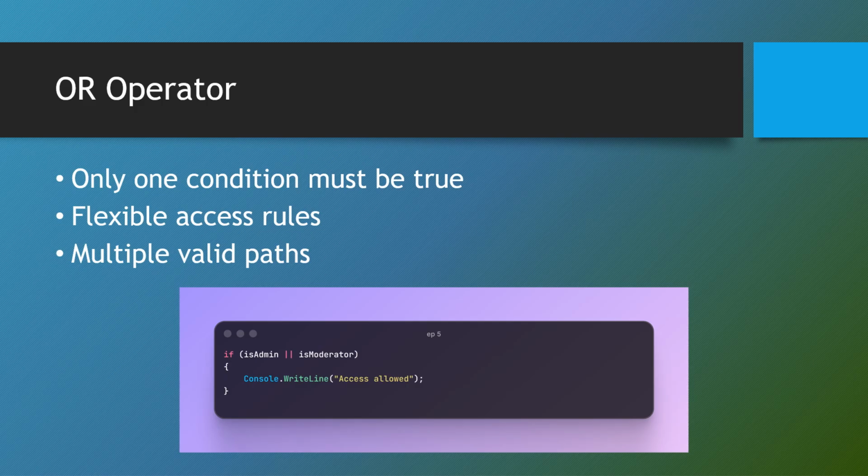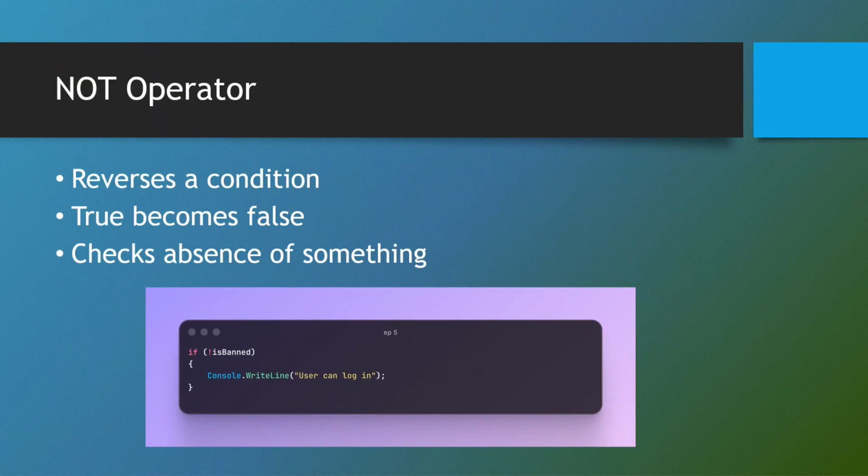The not operator. Reversing logic. The not operator flips a condition. True becomes false. False becomes true. This is often used when you want to check for the absence of something. For example, checking that a user is not banned or that a process is not running. It makes your logic more expressive and easier to read when used correctly.